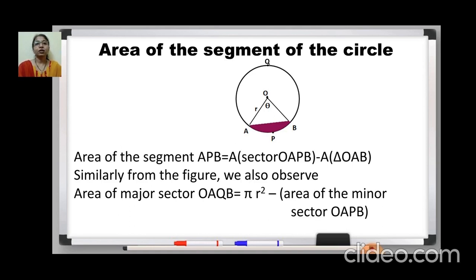Understood? So in this way, by using formula for area of sector and area of triangle, you can calculate the area of segment of a circle. Similarly, we can observe few things from this diagram. If I wish to find area of major sector, suppose you have area of minor sector and you want area of major sector, that is nothing but area of this complete circle minus the area of minor sector, right?